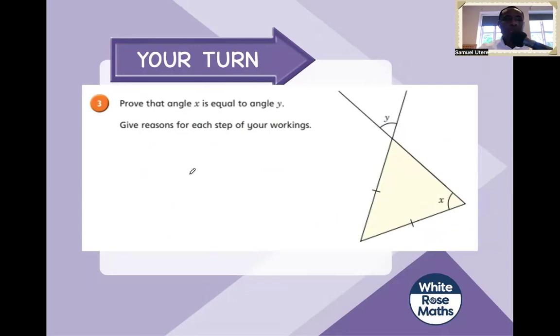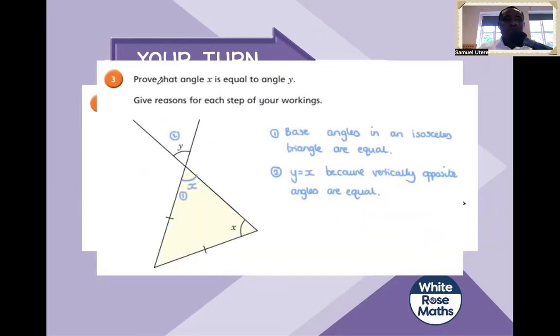Assuming you've paused the video and you've answered question 3, here are the answers. Let's discuss them. For question 3, you were asked to prove that angle X is equal to angle Y. And you were asked to give reasons for each step of your working. So the first thing we notice is that this is an isosceles triangle. You can see the hatch marks here. So it means that this angle here has to be X as well. The reason is base angles in an isosceles triangle are equal.